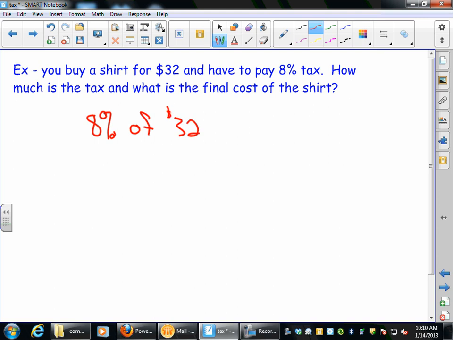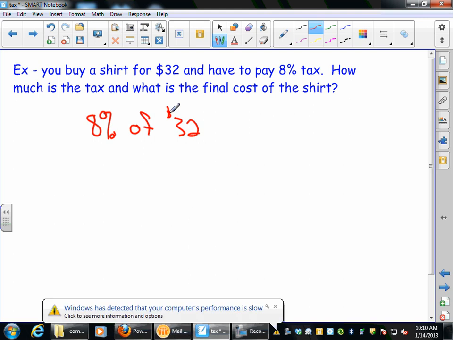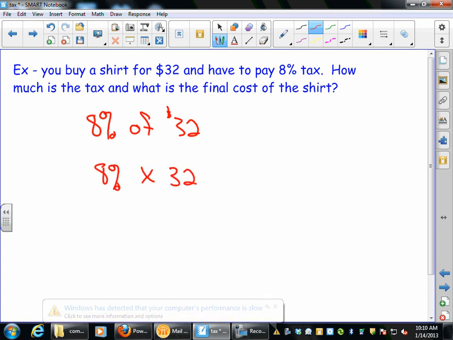Okay? And so, if you remember back when we were writing expressions and writing equations, that word "of" told us that what we needed to do was multiply. Of always means multiply. So what you're going to find is almost always with your percentages, you're going to end up multiplying because you're trying to find a percent of a number in a lot of different situations. Anytime you have that "of," it's multiply. So that's all we have to do. We have to do 8% times 32.